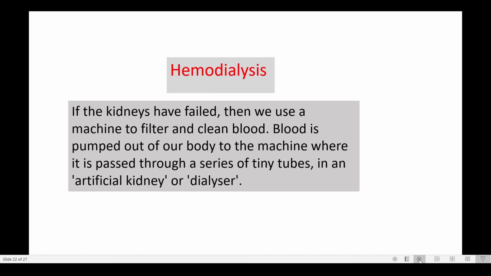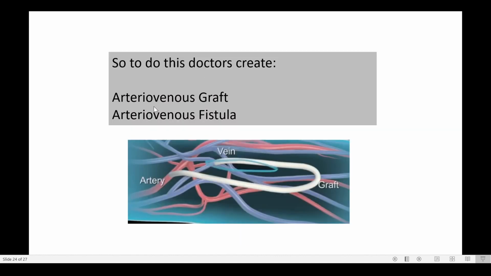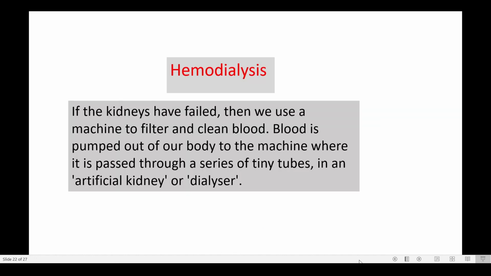Finally, the hemodialysis. When the kidneys have failed, then we use a machine to filter and clean blood. Blood is pumped out of the body to the machine where it is passed through a series of tiny tubes in an artificial kidney or dialyzer. Now it helps to remove the waste products, excess fluid and sodium ion, potassium ion. When there is kidney disease or kidney failure, the doctor suggests hemodialysis. It is also used to remove poison and drugs from our body. To do this, doctors create arteriovenous graft as well as arteriovenous fistula.